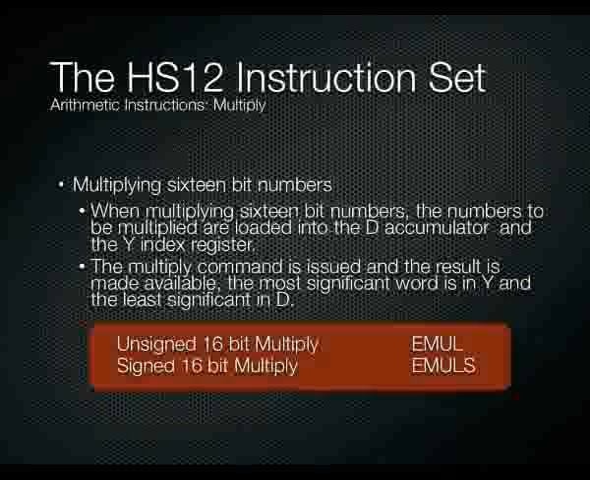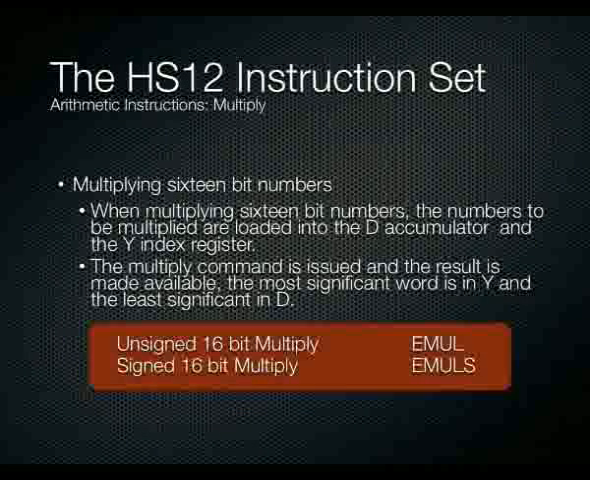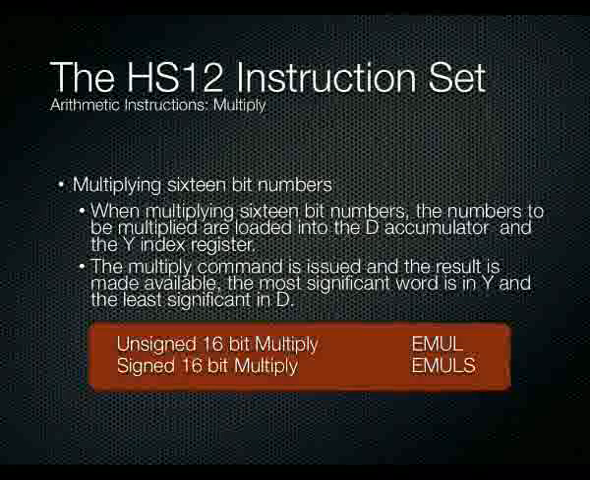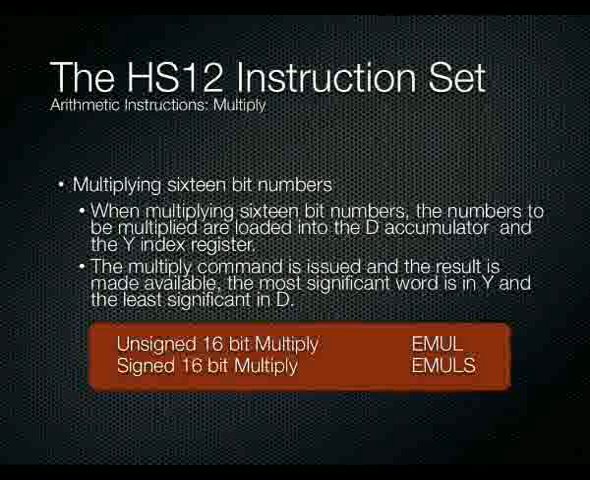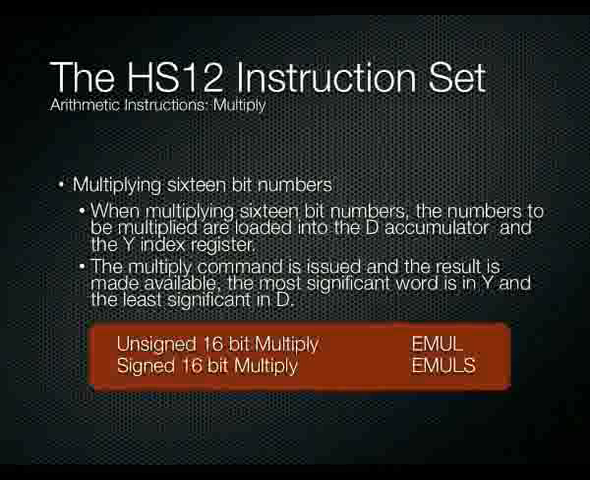Okay, so when it comes to multiplying 16-bit numbers, of course, if you multiply a 16-bit number by another 16-bit number, that product will be a 32-bit number. So you can see we can't all of a sudden start using just accumulator D. We're going to have to start using a few registers to get the multiplier to work properly.